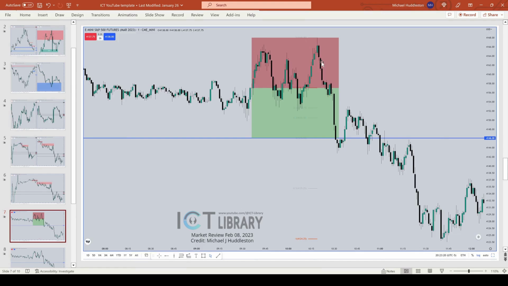Where are we at when price is trading right here? Are we in the red area, which would be considered premium relative to the high, to the target where we're looking to trade? They ran the buy stops above those highs. Ran it right up in there.